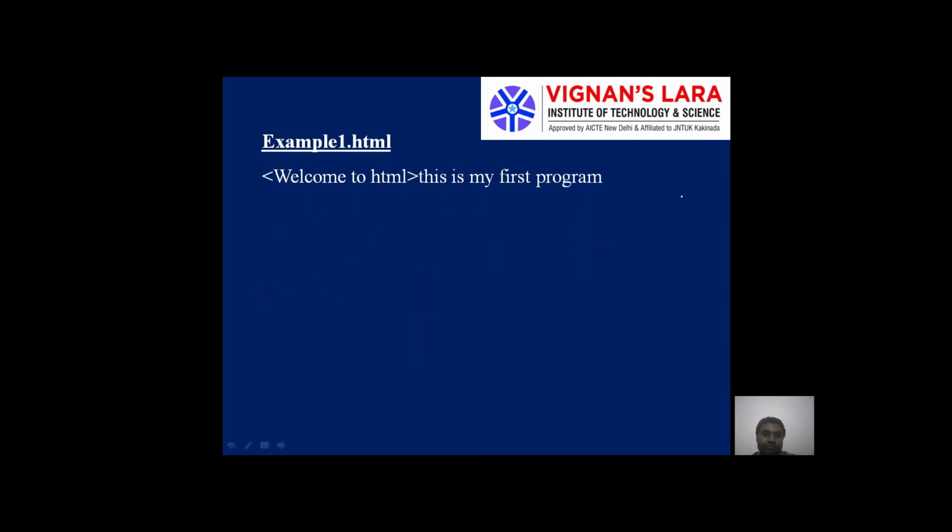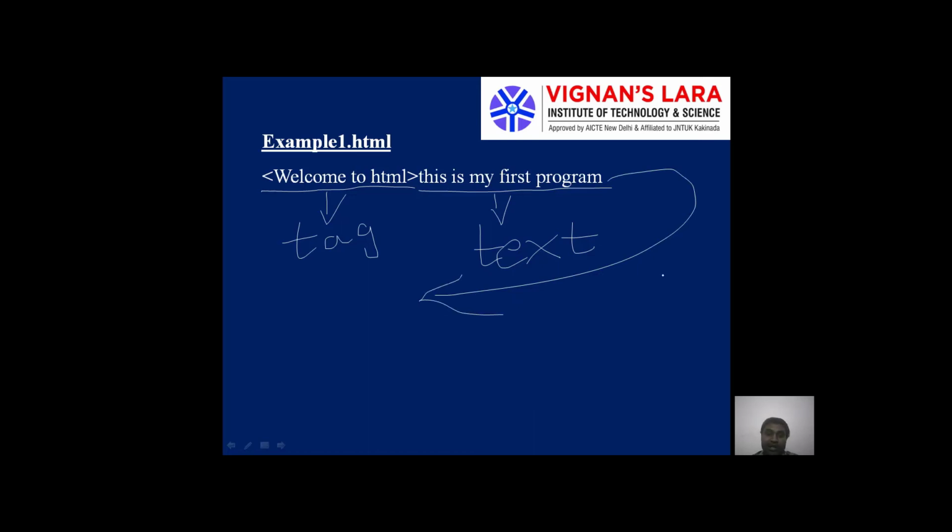So we'll see one more example. Whenever a web browser interprets these things, it will be treated as a tag. Since this is not a predefined tag in HTML, your web browser simply skips this particular tag. It will not process this particular tag. After that you have written something like this. This content is treated as text. Now what will be the output of your program? We have already discussed earlier. Whatever the text is present in your program, that text will be displayed as your output. So your output is, this is my first program.